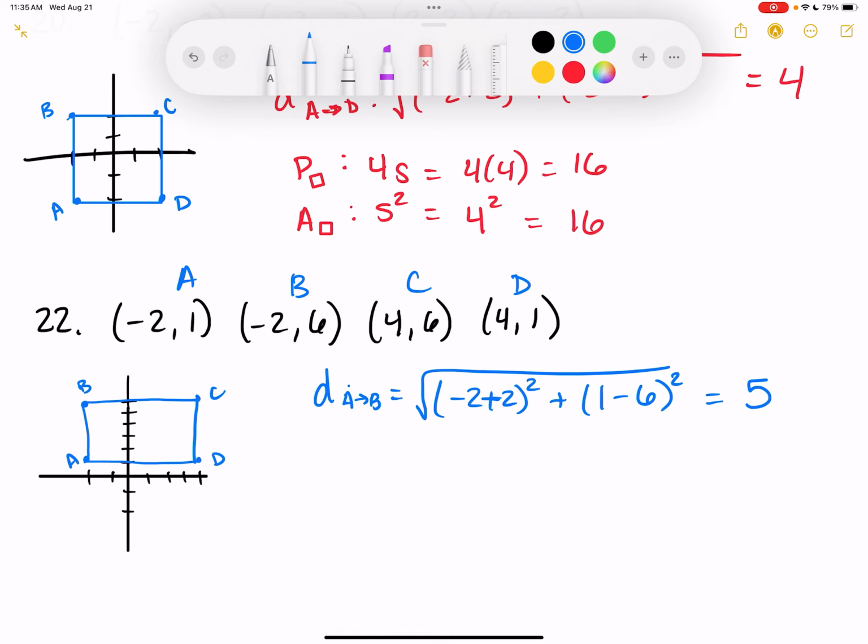Wait, oh. Right? Yeah, I fixed it, but I fixed my papers, then I started. Oh, I was like, what? Sorry about that. All right, so that was A to B.